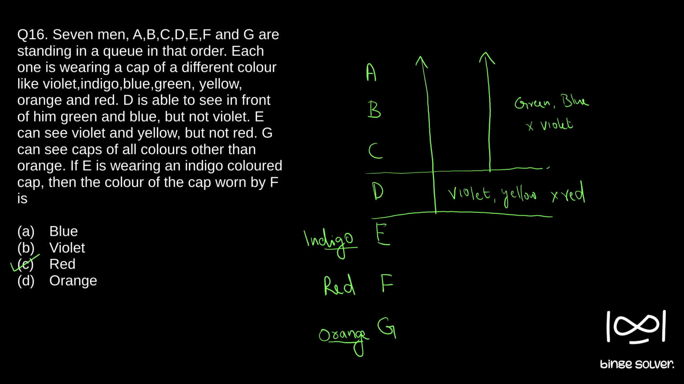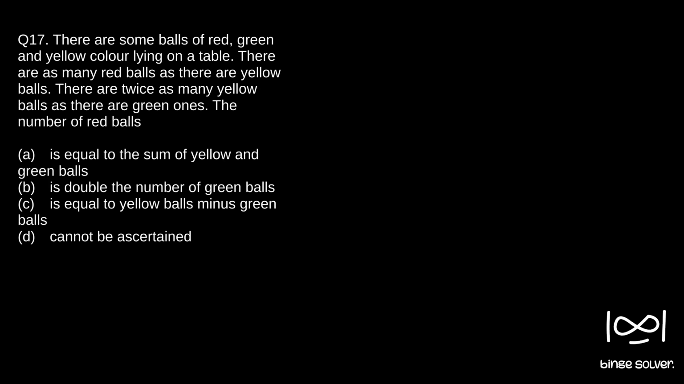Next, question 17. There are some balls of red, green and yellow color lying on a table. There are as many red balls as there are yellow balls. So let's call the number of yellow balls X. Then red balls R is also equal to X. Now there are twice as many yellow balls as there are green ones. So the number of green ones is X by 2.